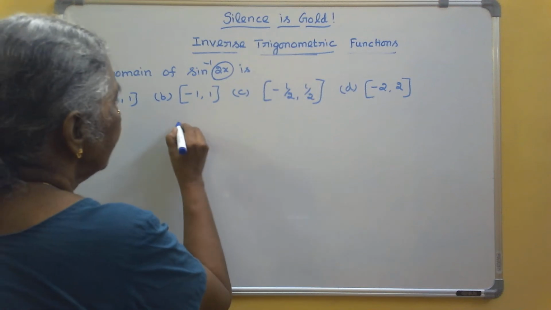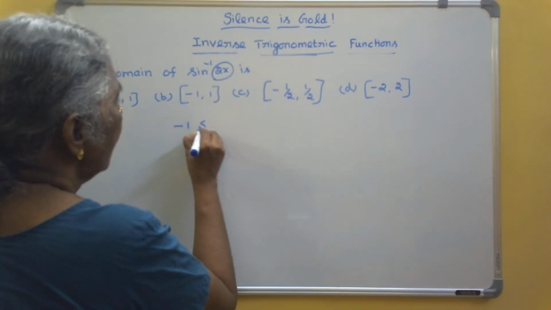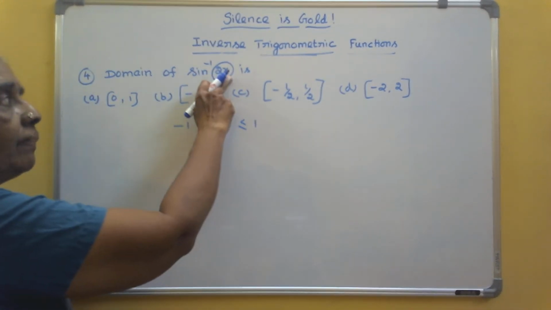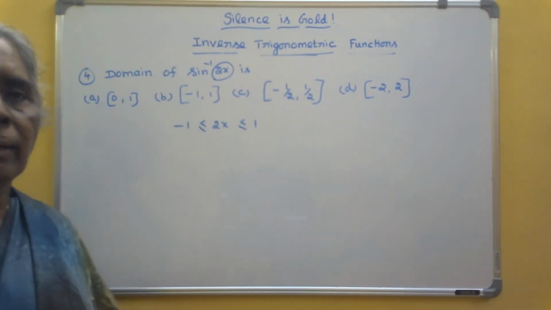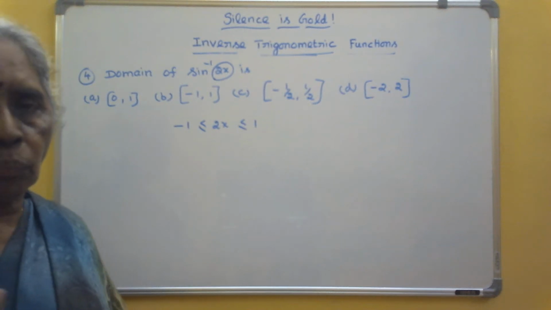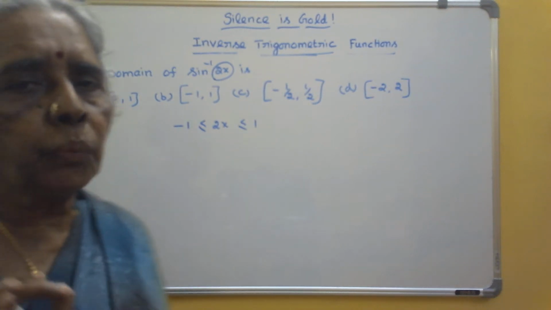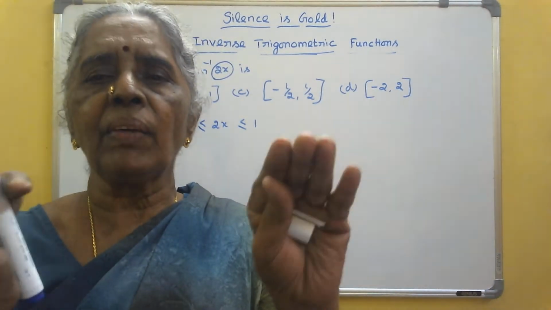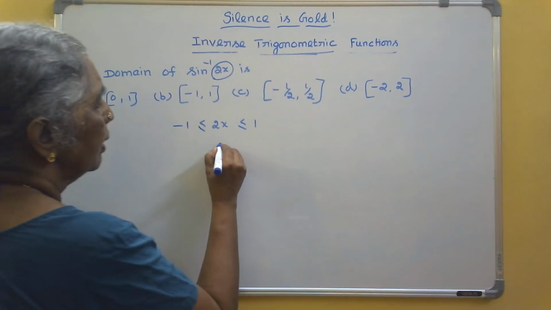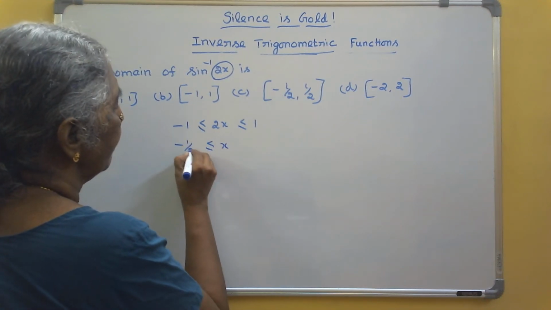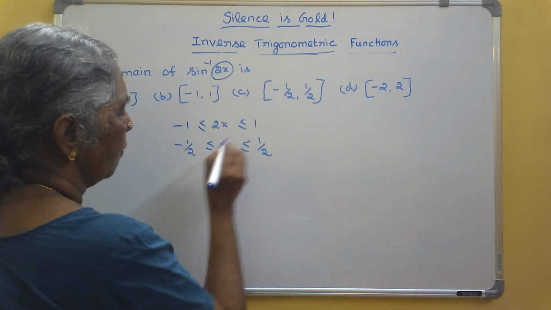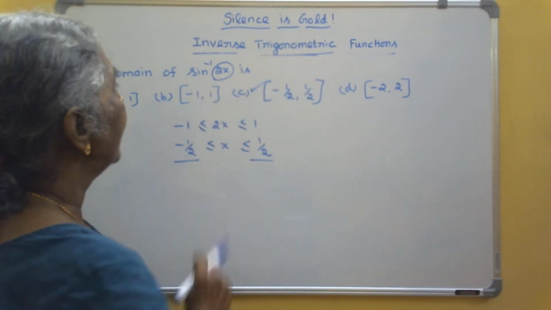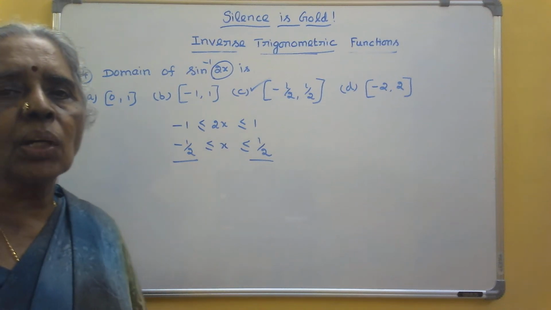That means here it is minus 1 lesser than or equal to 2x lesser than or equal to 1. Whatever is inside here, you write that is within that minus 1 to 1. But domain means we should find the x values, that is the range of x we have to find. Where will that x lie? So here x will be here minus half, here plus half. So minus half to plus half. So now your option C is the domain of sine inverse 2x.